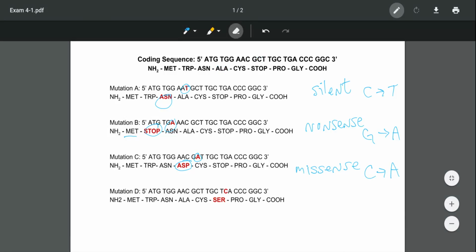All right, and moving on to mutation D, we're going to go ahead and notice that we go from guanine to cytosine. And guanine to cytosine is going to be a transversion mutation. And then we go from a stop codon to serine, which means that we're going to have a longer protein, and this is going to be known as a read-through mutation. So it's going to be longer than just 5 amino acids long.